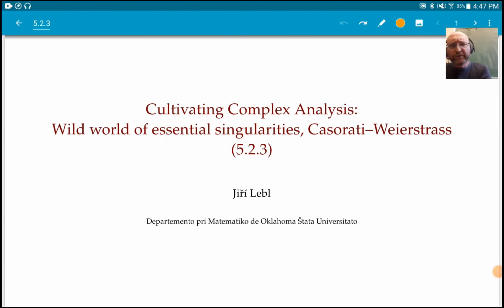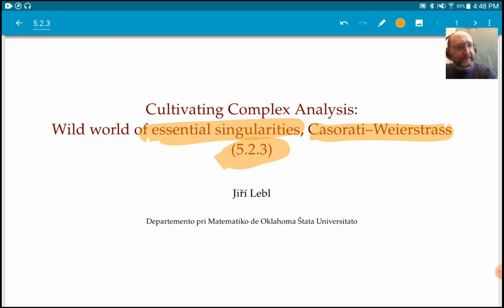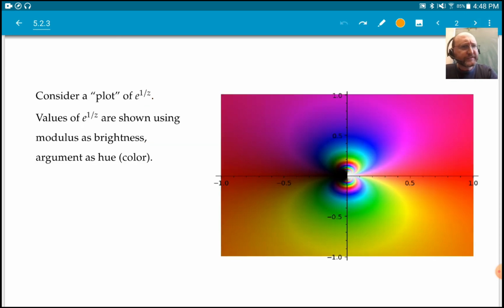So we're looking at essential singularities and really the behavior of functions near essential singularities and how wild this behavior is. We're going to prove the Casorati-Weierstrass theorem. This is subsection 5.2.3. So first, jumping into the term, let's look at a typical example of an essential singularity. Let's look at e to the 1 over z. That's our basic example of an essential singularity.